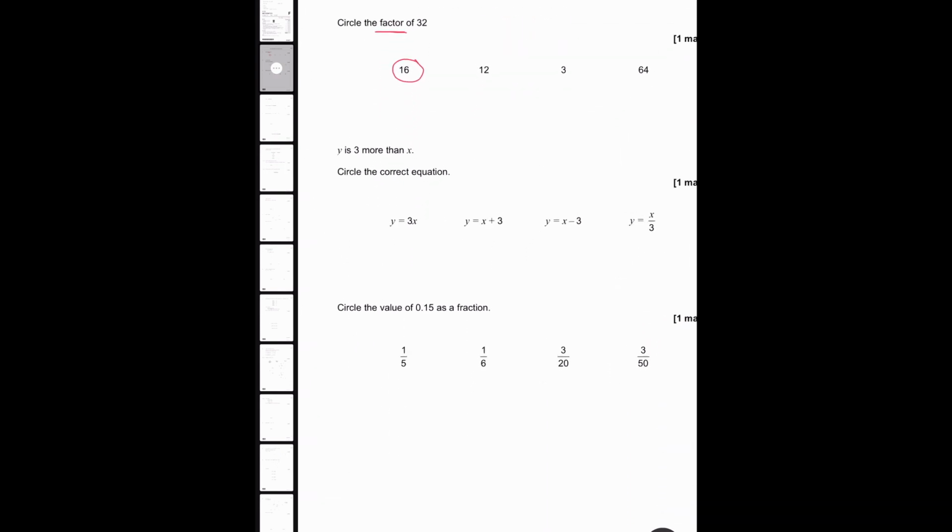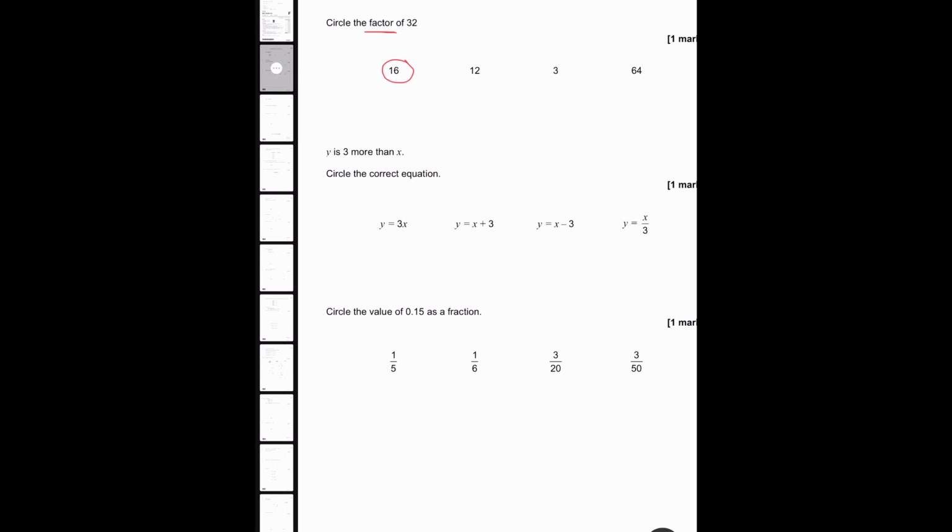Our second question says that y is 3 more than x. Circle the correct equation. More than means plus, so we need to find the equation that has a plus in it. That means the answer is y equals x plus 3.